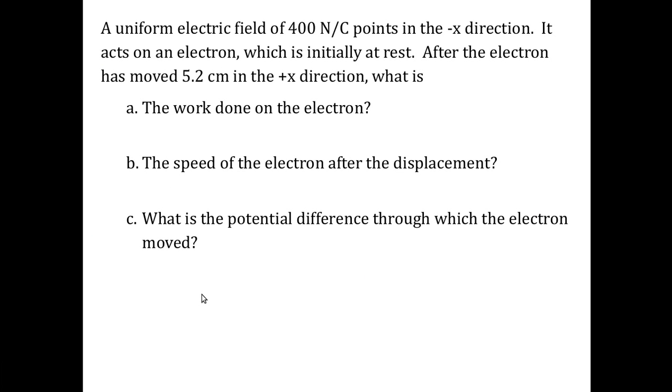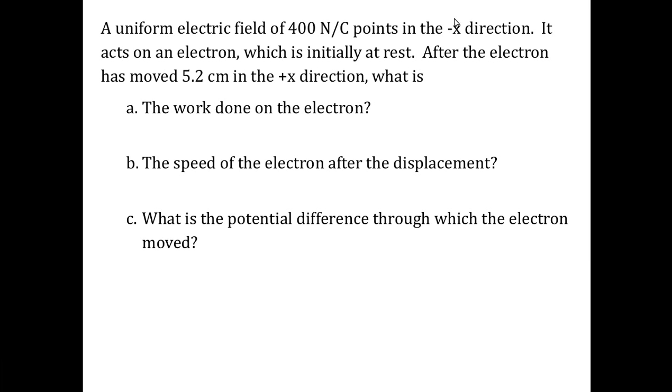My first one is an electron. So it's in a uniform electric field, in between two plates of a capacitor, and the electric field is pointing in the negative x direction, and it's a uniform strength of 400 newtons per coulomb. So I have the magnitude of the electric field and I have the direction.